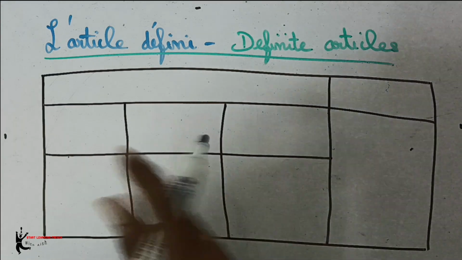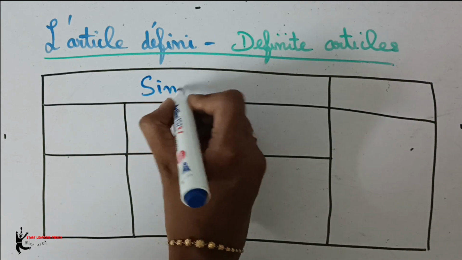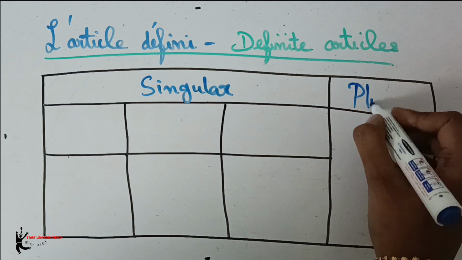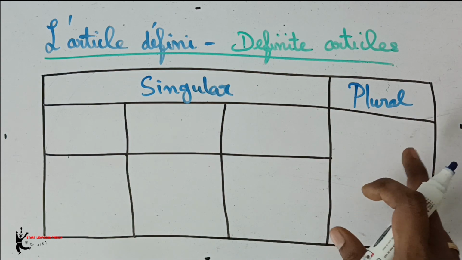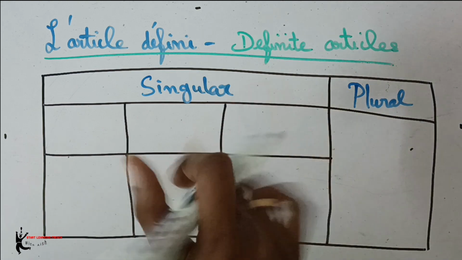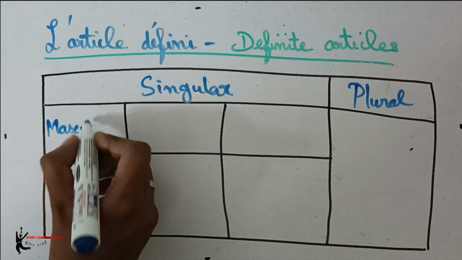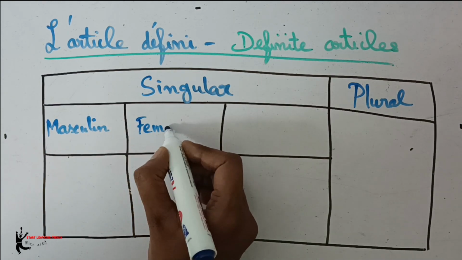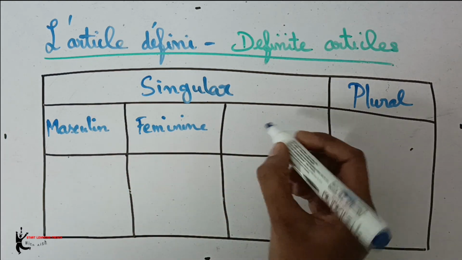First we will divide it into two columns. One is a singular form and another one is a plural one. What you are going to use in singular and what you are going to use in plural. In singular, it is divided into three. One is according to the masculine gender, how we are going to use an article. The second one is according to the feminine gender, and the third according to the vowel.